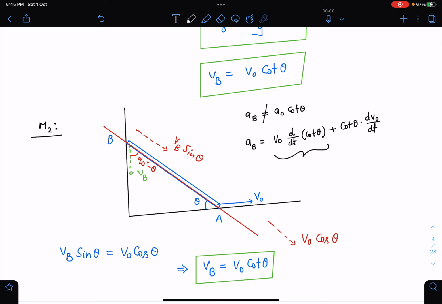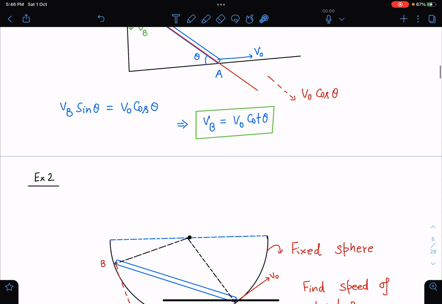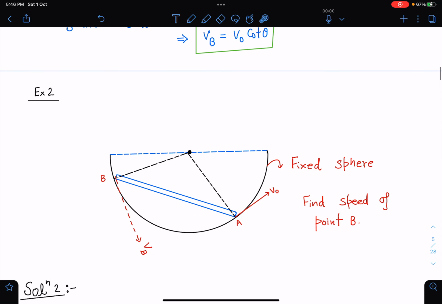So this part you have to take care whenever angle theta is changing. You must take care of this. The same problem we were getting in the T dot V method. That's why T dot V was always correct, but T dot A may or may not be correct. Alright. Now next example, the very simple one.